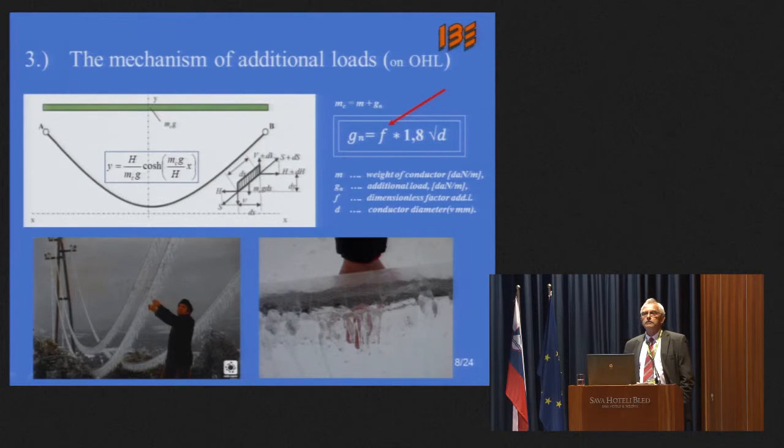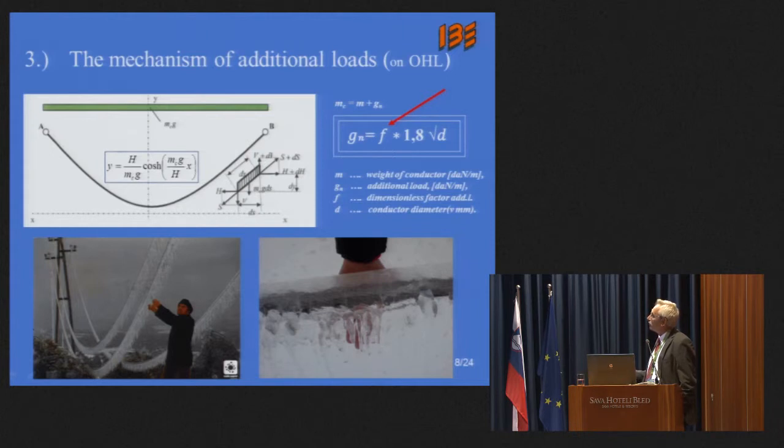Why did this happen? A few words. The behavior of the overhead lines depends on the behavior of the conductor. The conductor has the form of a chain, which is expressed by this equation, the expression of the chain. And in this equation we have this parameter MC, introducing additional load.